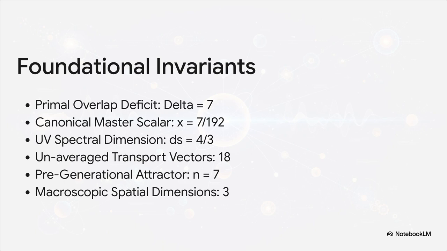Notice how that memory capacity of 192 interacts with the primal overlap deficit of exactly 7. When you divide them, you get the canonical master scalar of 7/192. From there, the math literally forces out 18 unaveraged transport vectors, an ultraviolet spectral dimension of 4/3, and, beautifully, exactly 3 macroscopic spatial dimensions. We don't just happen to live in a 3D universe. 3D space is mathematically forced into existence by this discrete network.